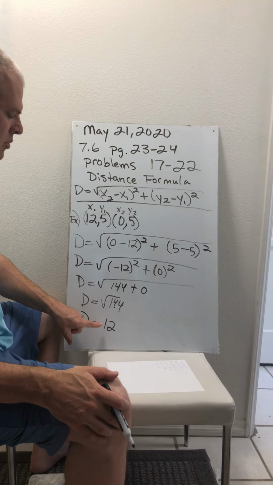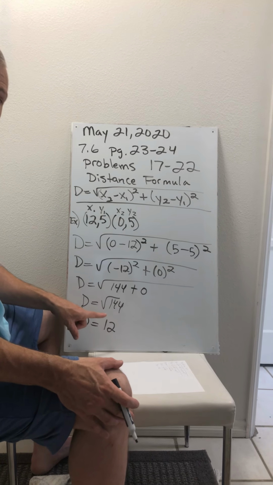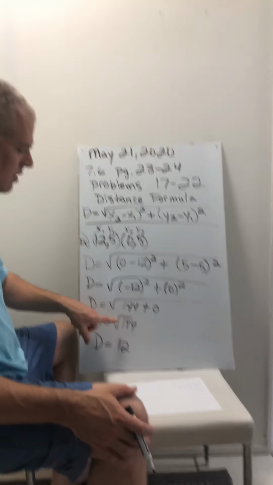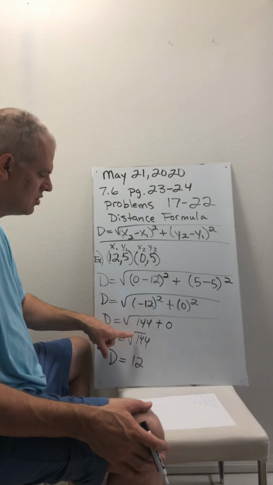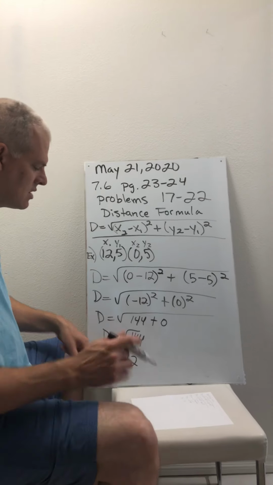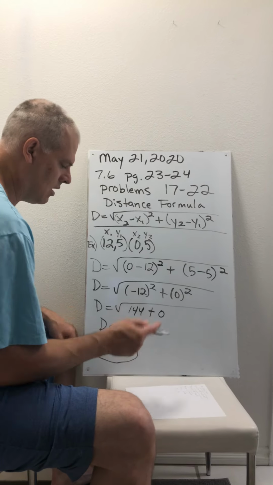You do not put the square root sign again at the end. So make sure when you're done, you get rid of the square root sign, because you took the square root of 144 and got 12. So my answer is 12, okay?